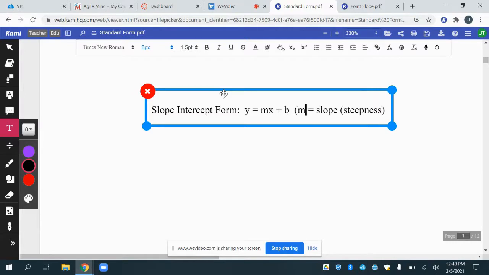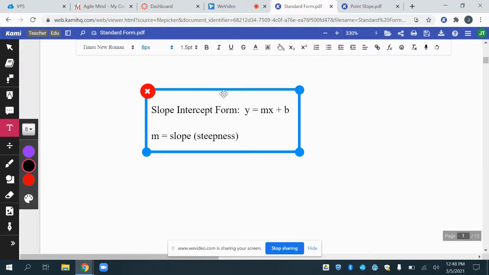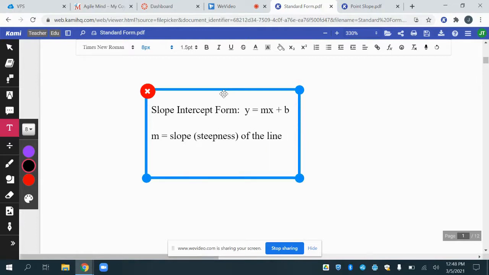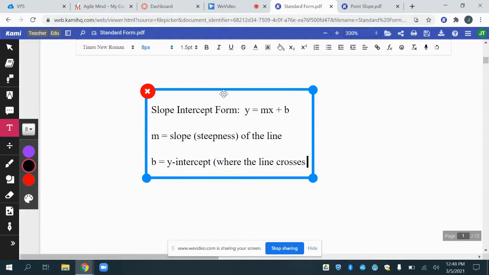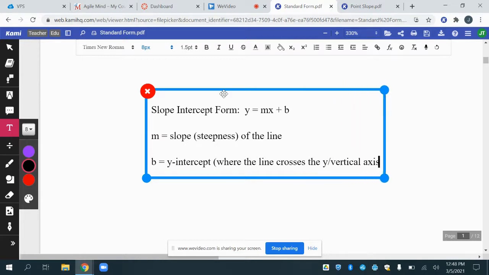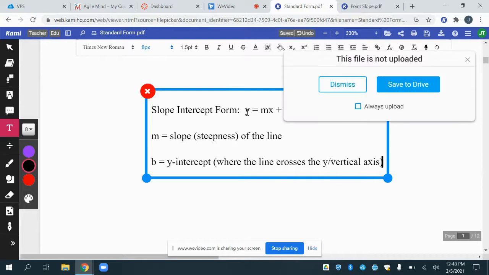I'll put this on the next line. And b equals the y-intercept, where the line crosses the y/vertical axis. Okay, so that's the stuff that we need to know so far. That's this right here, this format.